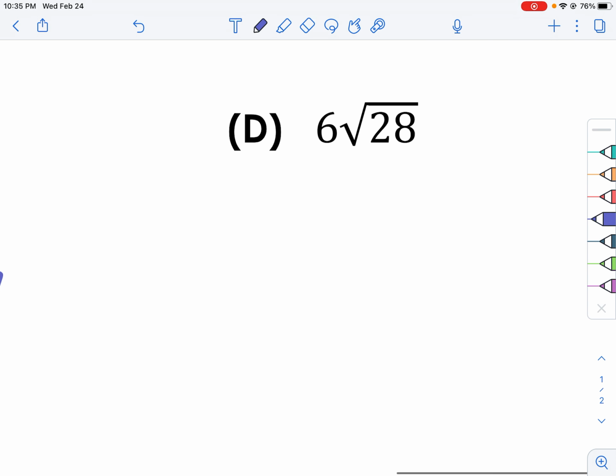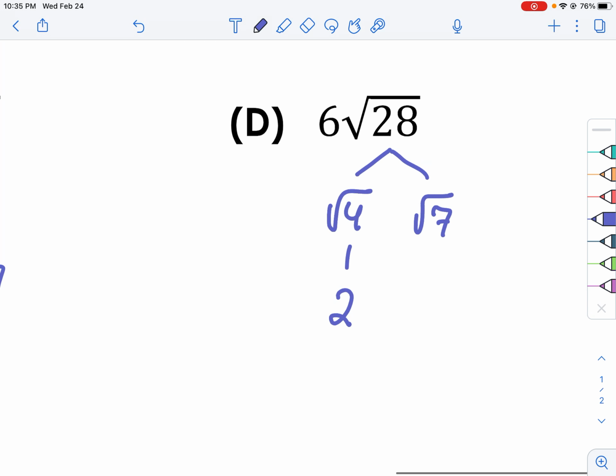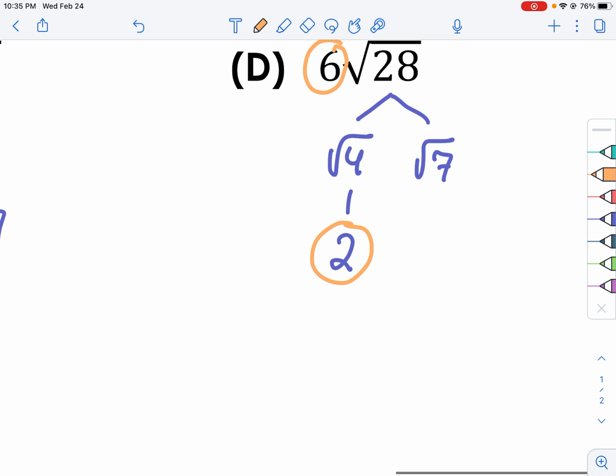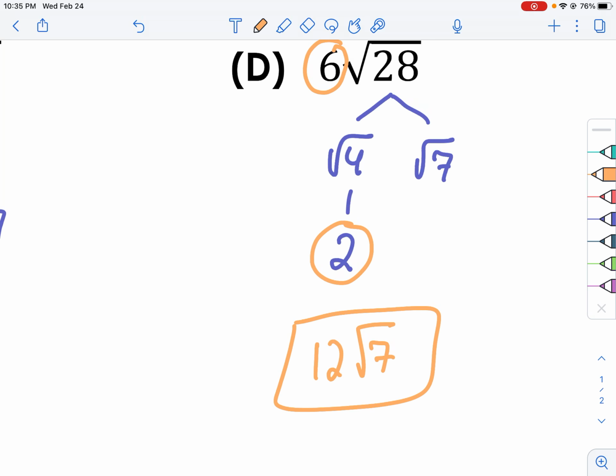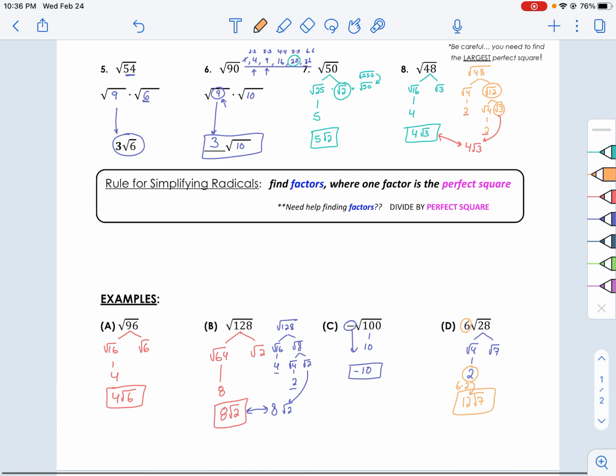And finally, we have letter D, 28. All right, I know 28 is divisible by, what, 4? So that'd be the square root 4, square root 7. So square root of 4 multiplied by 7 would give us 28. Square root 4 is just 2. Everything outside of a radical has to get multiplied together. So we have 6 is outside of a radical, 2 is outside of a radical, so we get 12 radical 7 as our final answer. Because you just do 6 multiplied by 2, that gives us that 12. All right? And that's how you simplify radicals.